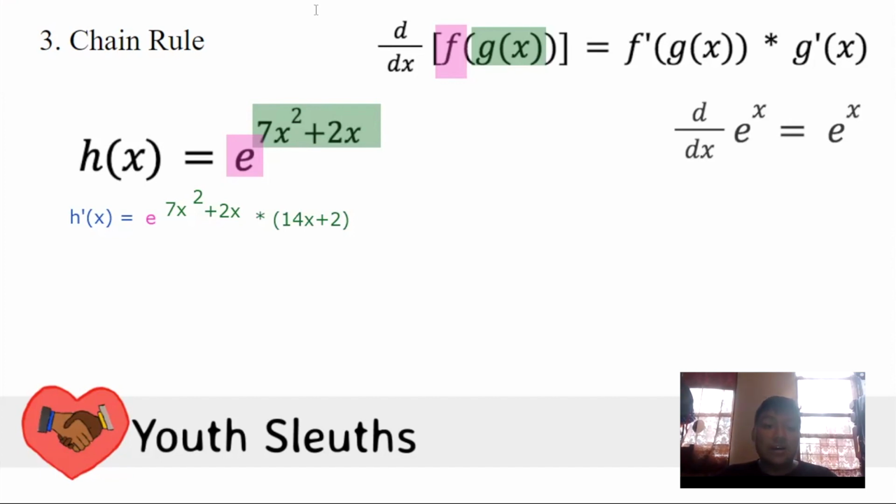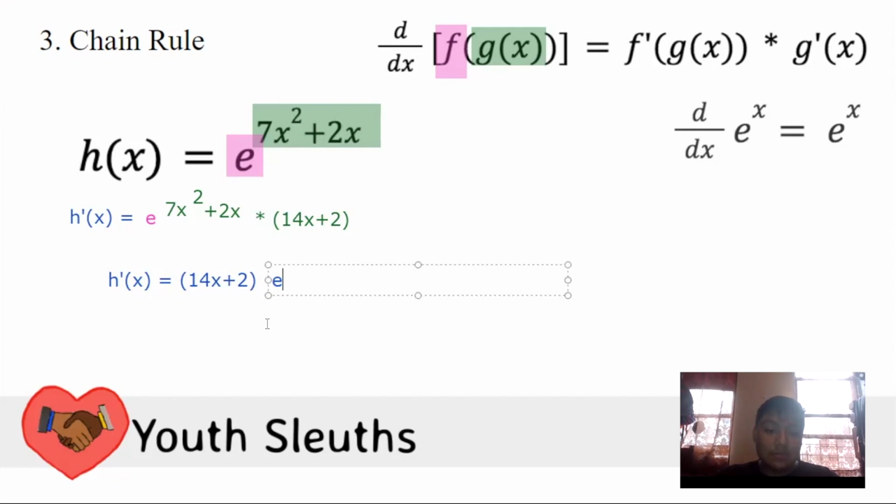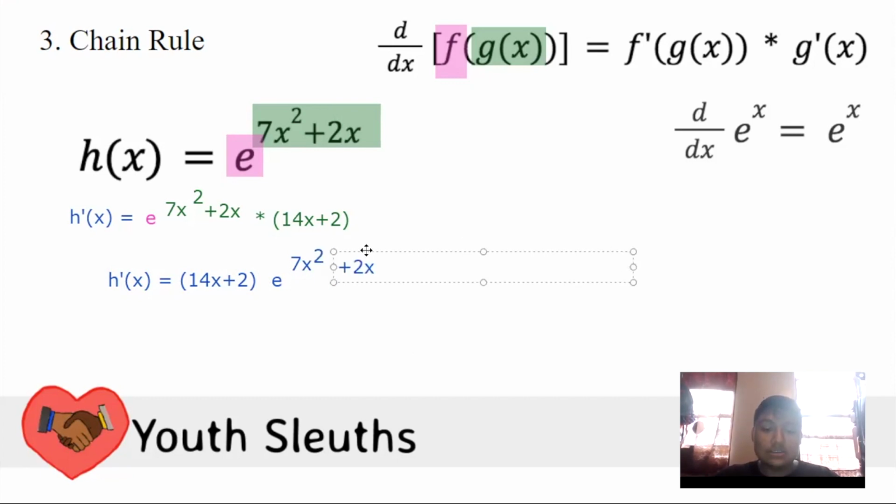Now, there's not much to simplify, but just as a matter of preference, so it looks organized, we have h prime of x is equal to. We bring the 14x plus 2 to the front, and then we have that being multiplied by e to the power of 7x squared plus 2x. So we have found h prime of x using the chain rule. Now in the next slide, we'll look at a different example where you could try it on your own and we could review the answers.